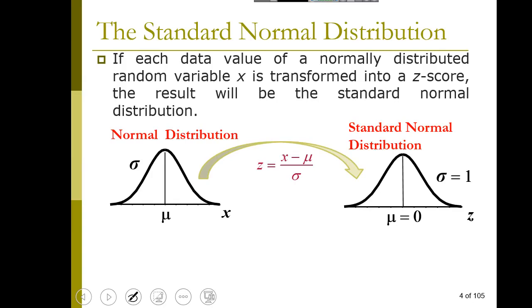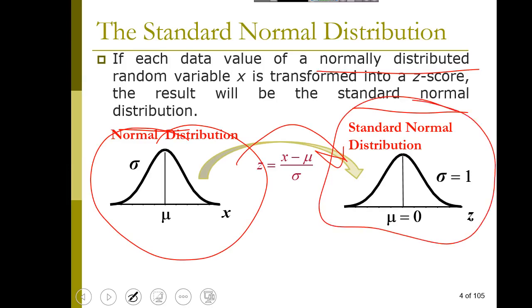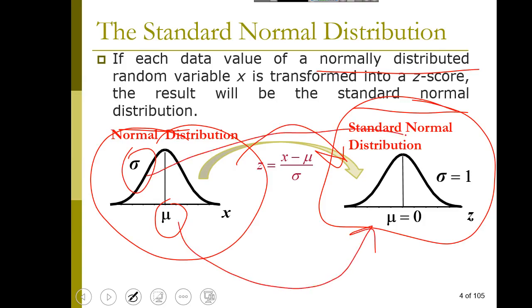If each data value of a normally distributed random variable x is transformed into a z score, then the distribution will look like this. So a normal distribution is transformed to a standard normal distribution. Normal distribution has mean equal to mu and standard deviation equal to sigma. Now it is transformed, and the mean is equal to 0 and the standard deviation is transformed and equal to 1.